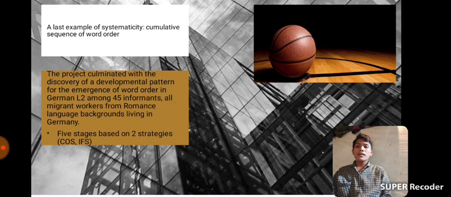Okay, folks. Next, the last example of systematicity: cumulative sequence of word order. The project culminated with the discovery of a developmental pattern for the emergence of word order in German L2 among 45 informants, all migrant workers from Romance language backgrounds living in Germany. 5 steps based on 2 strategies: COS and IFS.